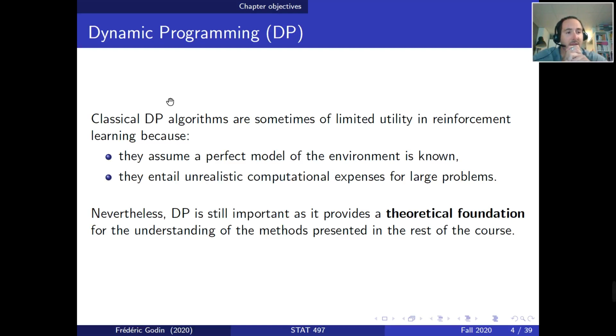Nevertheless, the reason why we study it is that dynamic programming provides a theoretical foundation for all the reinforcement learning algorithms we're going to study subsequently. Understanding reinforcement learning requires first understanding dynamic programming. It is a building block, a foundational block in the theory of reinforcement learning, so it's very important to understand it.